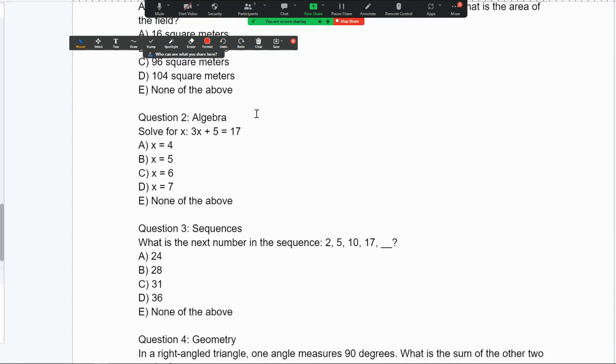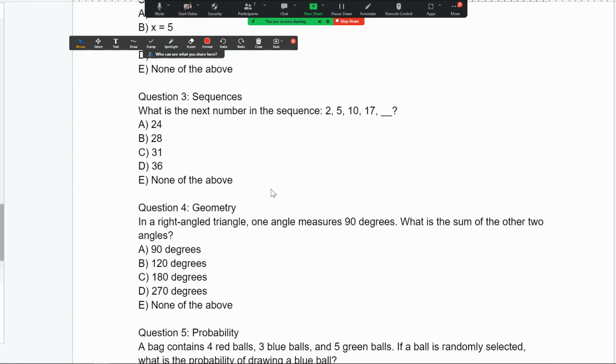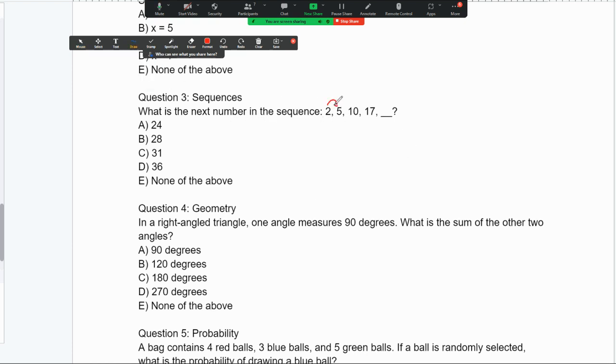Okay, let's move on to the next question. Question 3. Sequences and series. What is the next number in the sequence? Well, to go from 2 to 5, we add 3 every single time. So it's pretty easy, right? And if we add 3 again, that'll come to 20. All right, the next number in the sequence should be none of the above for this one.